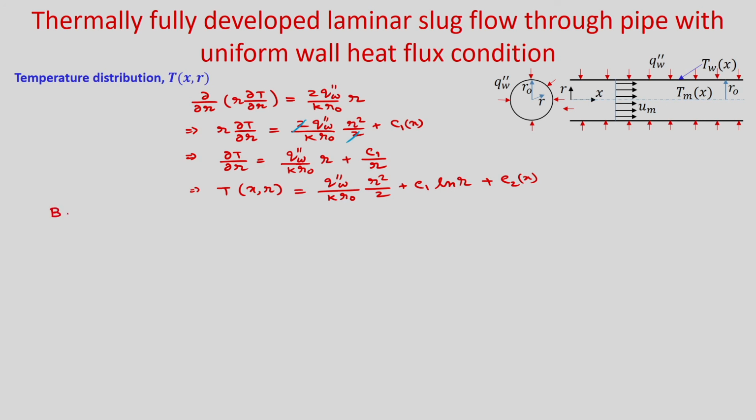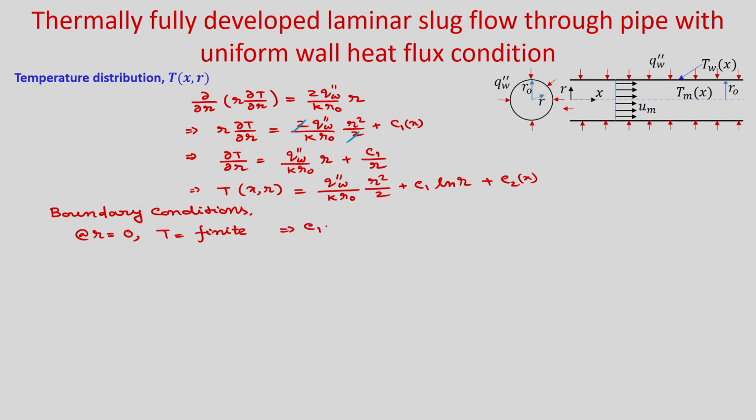So, boundary conditions. At r equal to 0, T is finite, and you can see that geometrically and thermally it is symmetric, so ∂T/∂r can also be written as 0. If you put r equal to 0, obviously C1 must be 0, because T is finite, so this cannot be infinite. So, C1 must be 0.